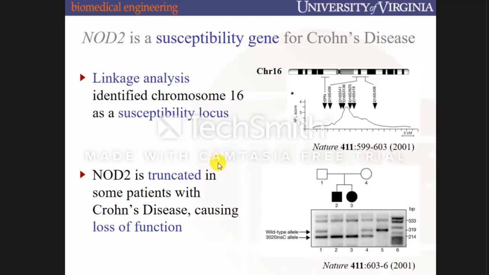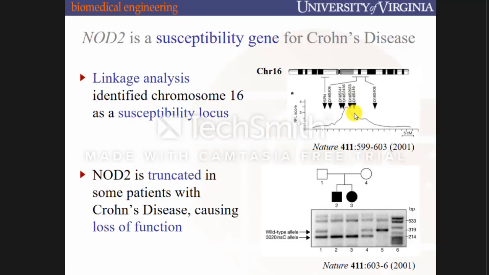But what one group first did was they did a linkage analysis. The way that works is it is an unbiased way to figure out what variations in different regions of the genome are strongly associated with Crohn's disease, or whatever phenotype or disease you're interested in. And so what they were able to figure out is that on chromosome 16, there's a strong association with Crohn's disease within a specific variant.